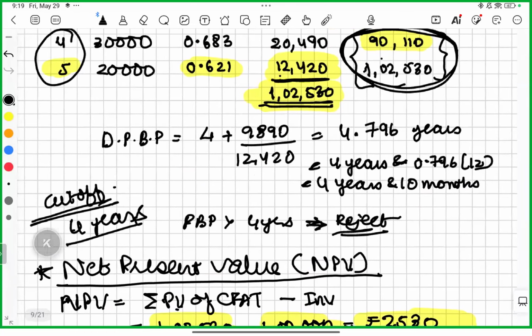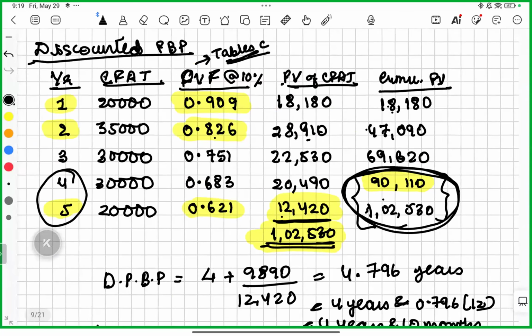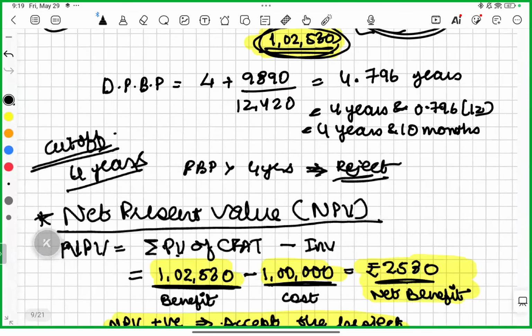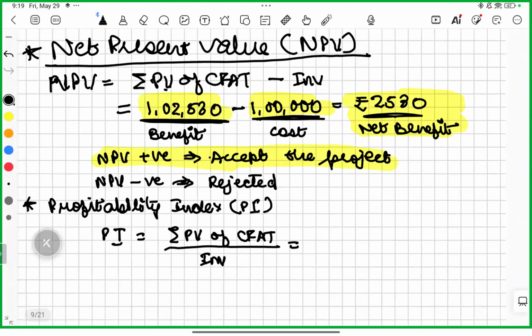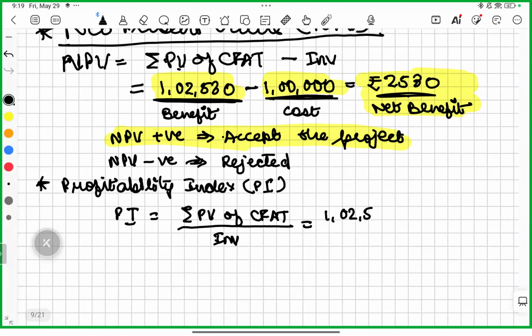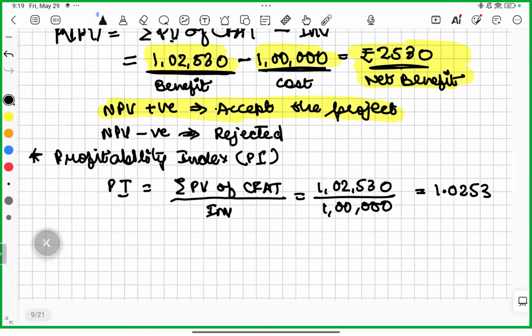Now, total of present value, we have already found out 1,02,530. So present value of cash flow is 1,02,530. Investment is 1 lakh. So your answer is 1.0253, or you can write 1.03. That is also fine. You can round off.